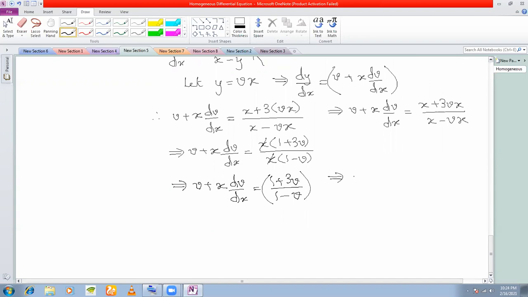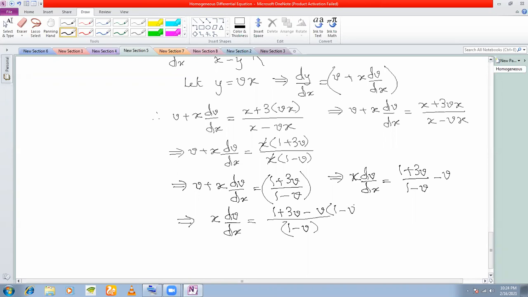So what you do here is you say x dv/dx is equal to 1 plus 3v by 1 minus v minus v. Okay, so that means x dv/dx is equal to, now if you take the LCM, 1 minus v will be the LCM here, and you are left with 1 plus 3v minus v into 1 minus v, right? This is what you are left with.